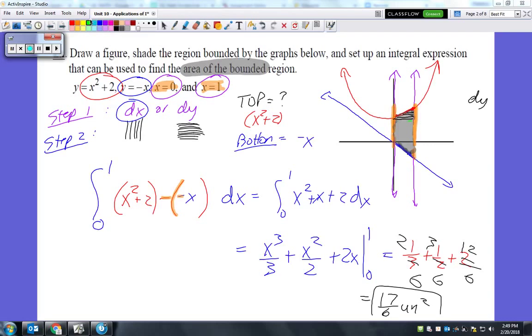Now, orange is on top of orange. Orange is on top of orange. It's on top of that other function, all the way to here. The top is 1, right here, and the bottom is 0.